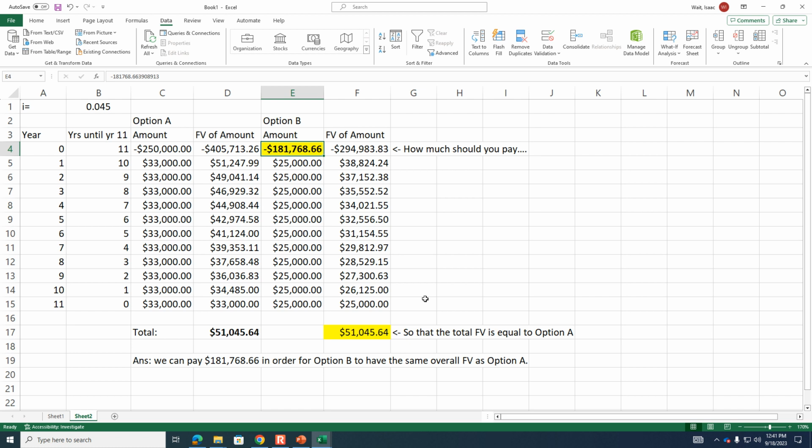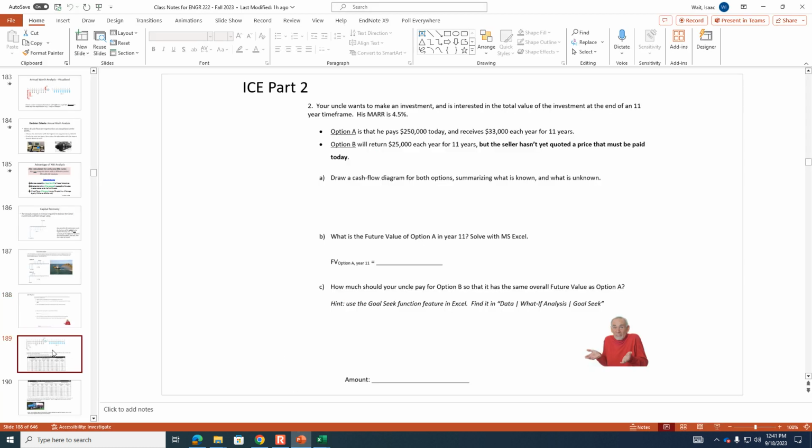So my suggestion, if you didn't follow along and key that in, that's totally fine. But later on today, go through and solve this one. And remember that the recording will have all of my functions and the things that I typed in. That'll be posted on YouTube later today. Let's now move on to annual worth analysis.